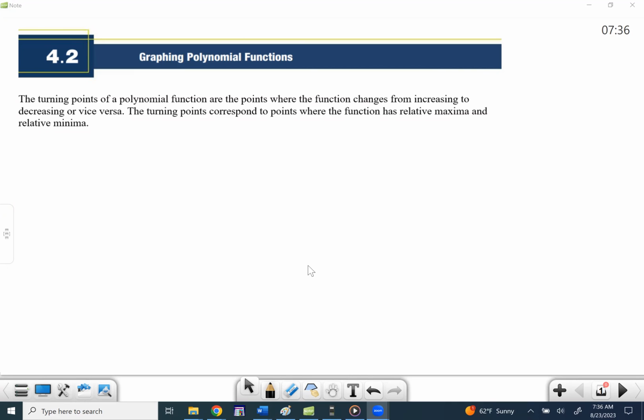Okay, so one thing that we're going to talk about right now is turning points. So a turning point of a polynomial is where it changes from either increasing to decreasing. So we would call this a turning point, or where it changes from decreasing to increasing. So this could also be called a turning point.